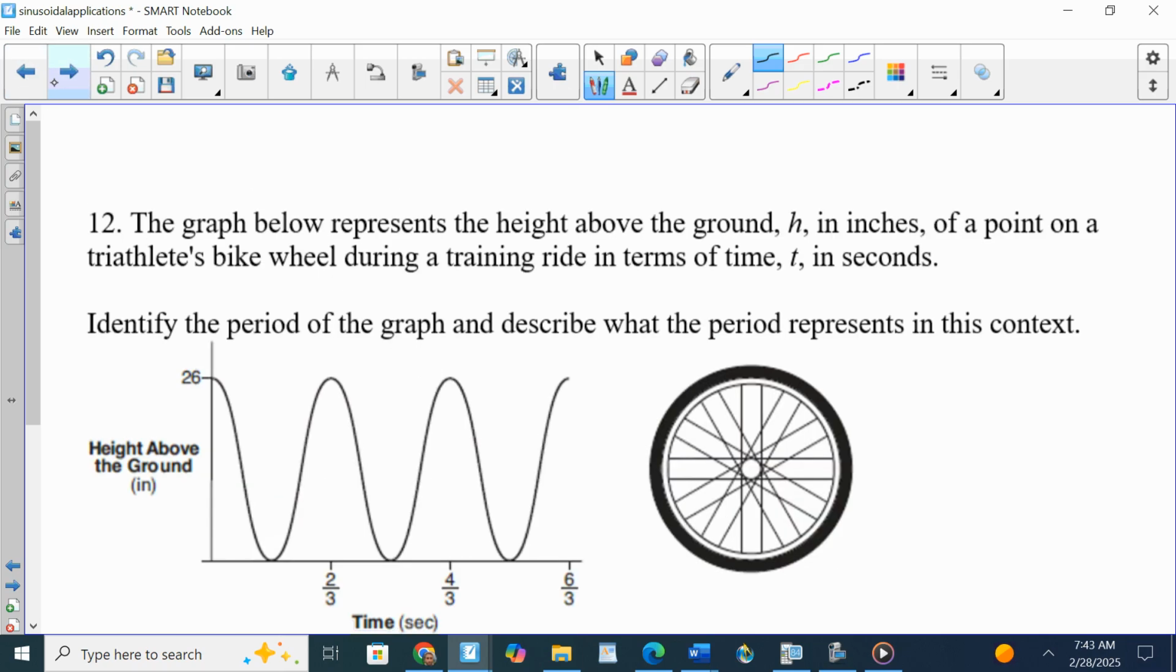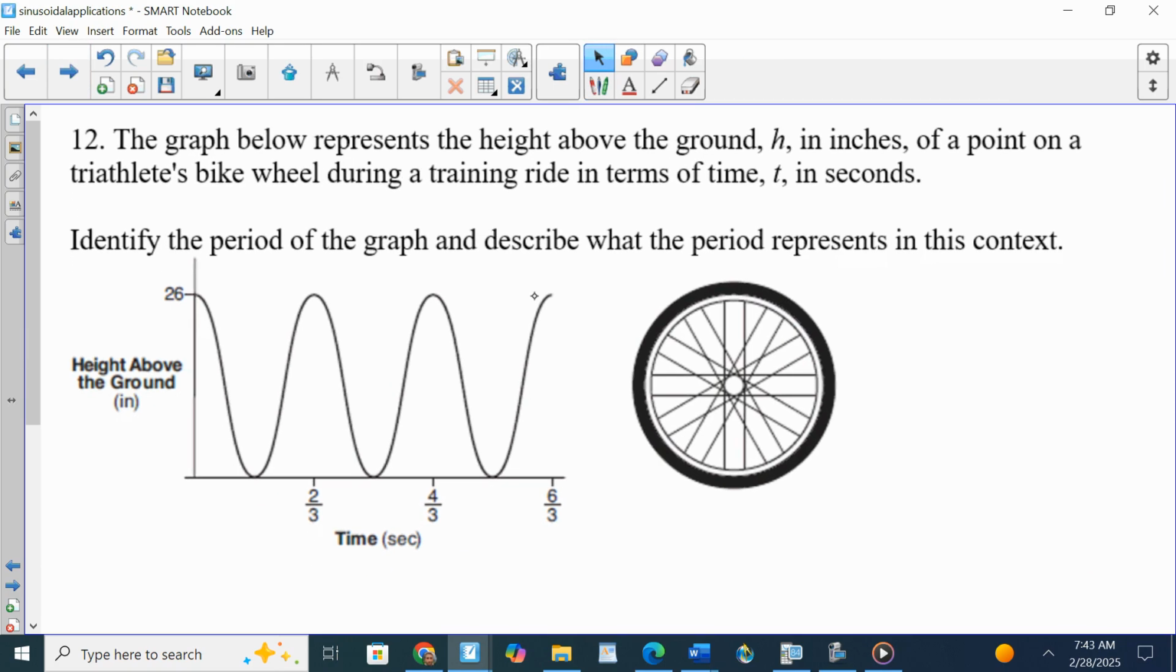Relatively the same thing. Now we get into some questions dealing with period. Period is the time it takes to complete one full cycle, which we did in the writing lesson. In the lesson where we wrote the equation, we dealt with this. So looking at this graph, you need to identify the period, which we already did. It starts here, it ends here. The period is 2/3.